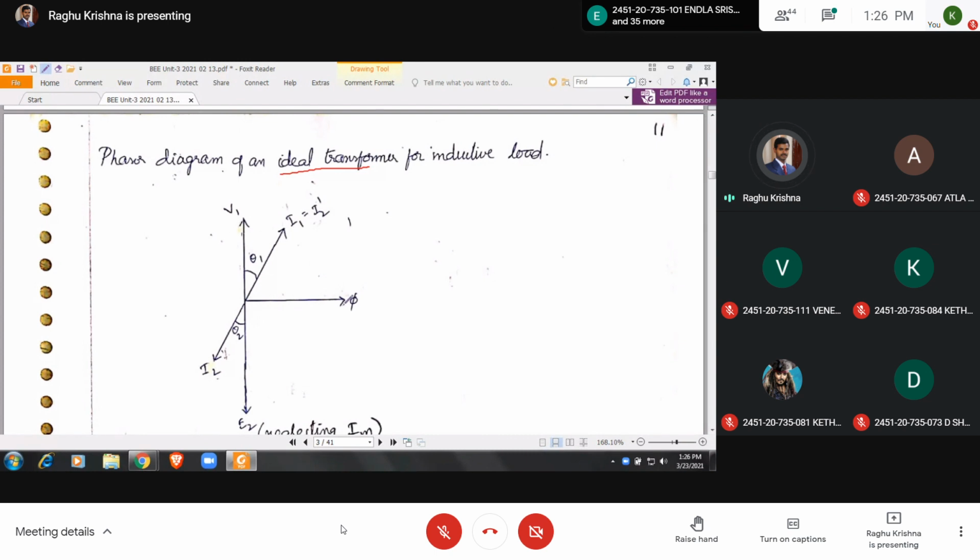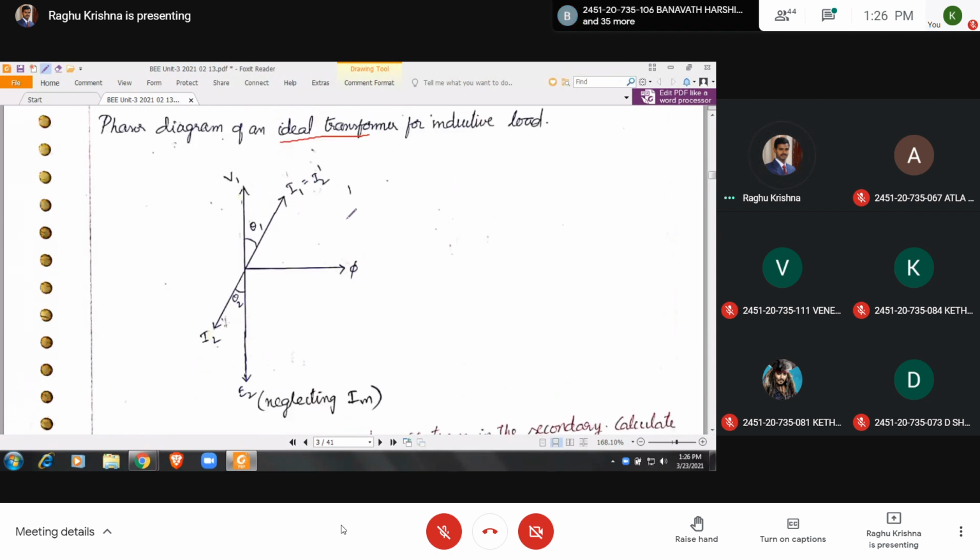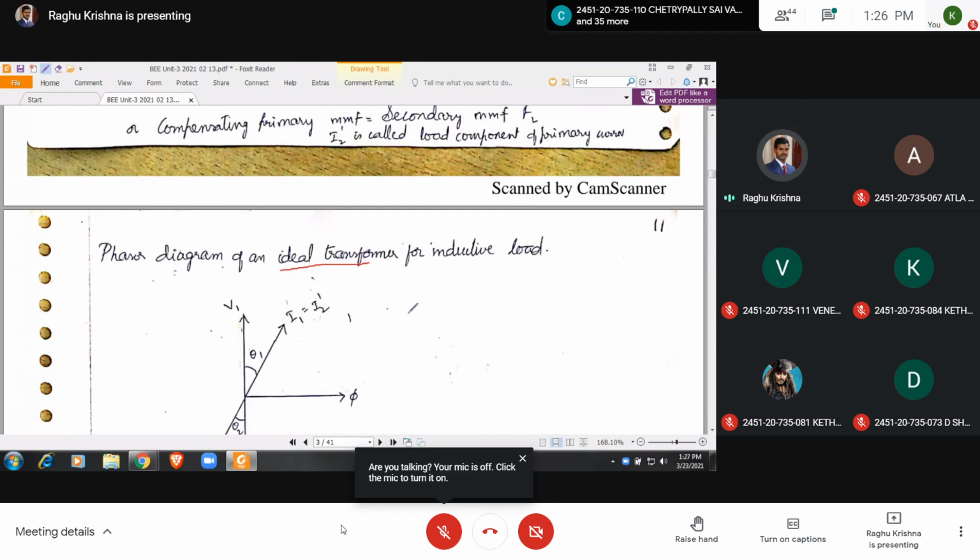So here we have the flux. Flux is taken as reference. V1 is the supply voltage, and E2 is the induced EMF. Now I2 is the current. Now I1 is equal to I2 dash. I will make it clear, and once again I will send this. This page I am going to replace. This is I1. See here, I1 is equal to I2 dash.